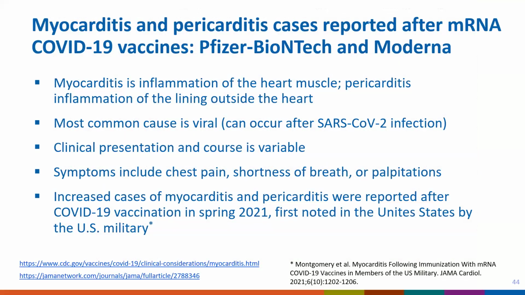And so what is myocarditis? I'll talk about this before I go into the VAERS data. Myocarditis is inflammation of the heart muscle. It's most commonly caused by a virus, and it can occur after COVID infection. The clinical presentation, of course, is variable. The symptoms include chest pain, shortness of breath, palpitations. And what happened was we saw an increased reporting of myocarditis and pericarditis after COVID vaccination in the spring of '21. It was first noted by the US military.